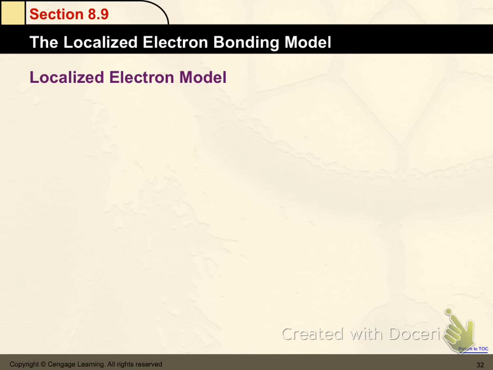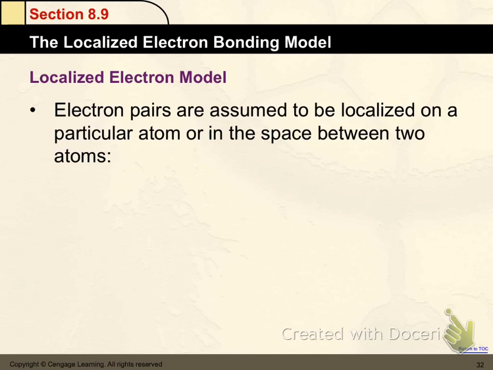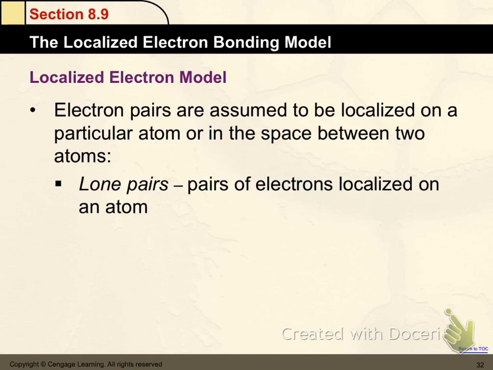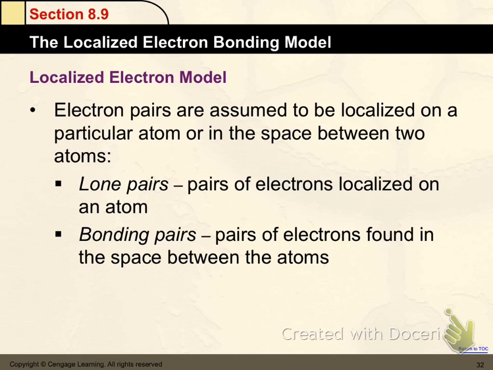There are two types of electrons that we need to focus on. We have lone pairs. That's pairs of electrons that are localized on an atom. And then we also have bonding pairs. These are pairs of electrons found in the space between the atoms. I want to make a note here that the term localized, I kind of think of meaning located. So you can think of lone pairs being just electrons located on an atom that aren't participating in bonding. On the other hand, bonding pairs are electrons that are localized between atoms. So those are the ones that are contributing to bonding.